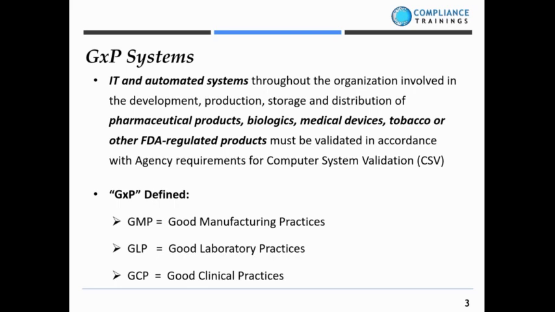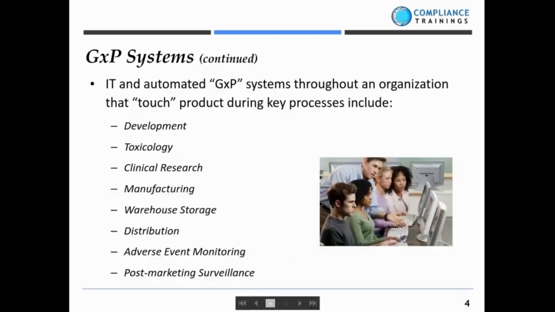We call them GXP because it's defined where X is variable. X can be M for good manufacturing practices, L for good laboratory practices, or C for good clinical practices. These are all the predicate rules that tell you what FDA expects on coming in and inspecting your computer systems that are regulated by FDA.